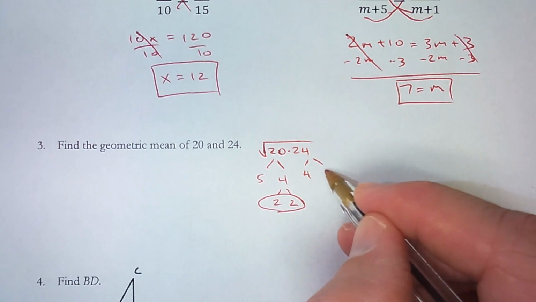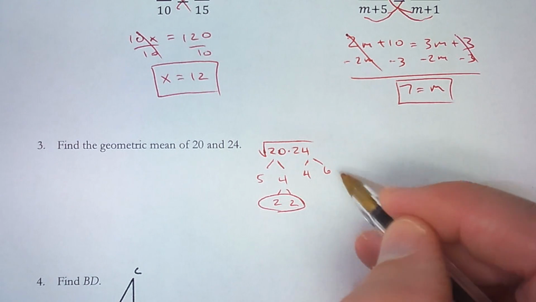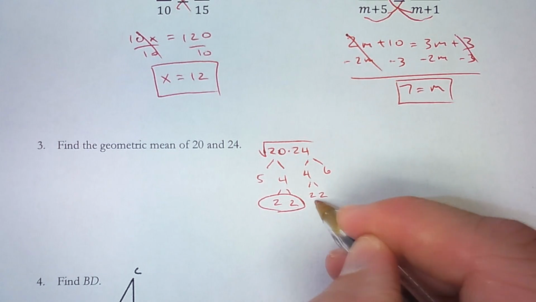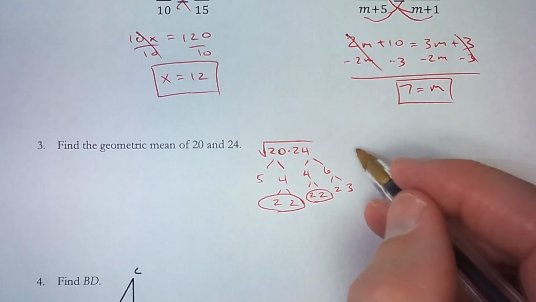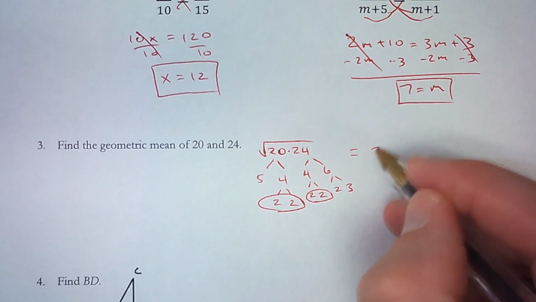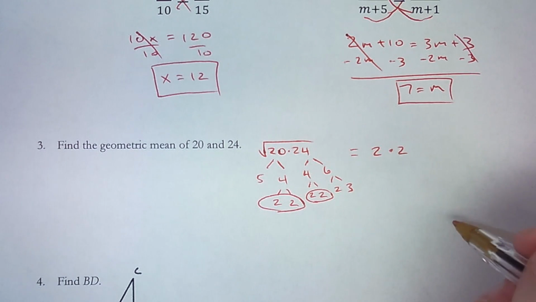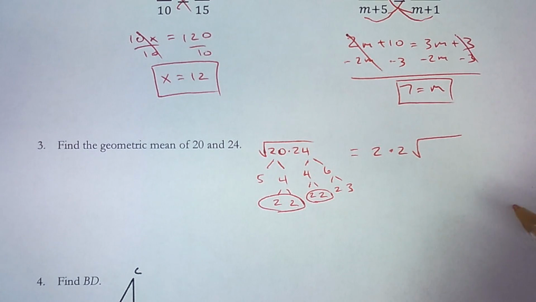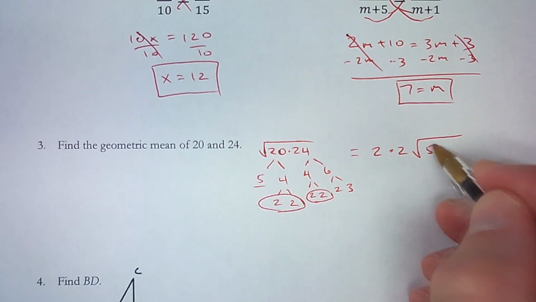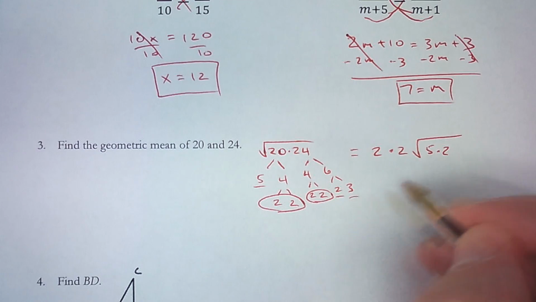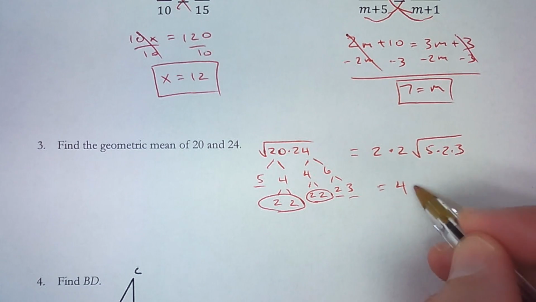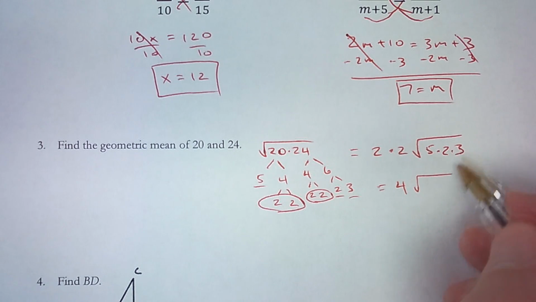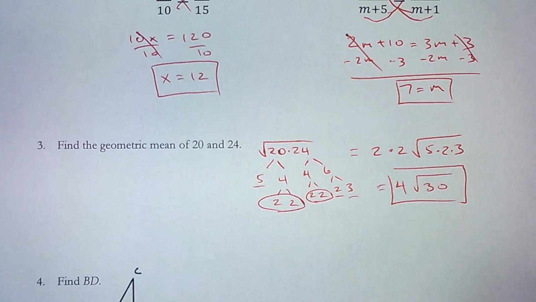24 is 4 times 6. 4 is 2 times 2. There's a pair. 6 is 2 times 3. So there's no more pairs. So what comes in pairs is a 2 times another 2, and that's what comes outside of the radical. The leftovers at the bottom of the branches are 5 times 2 times 3. So that's 4 times the square root of 5 times 2 is 10 times 3 is 30. So there is my geometric mean.